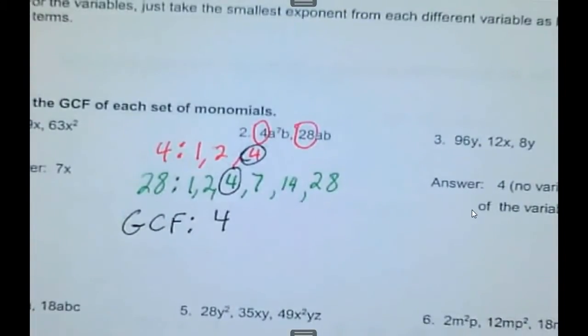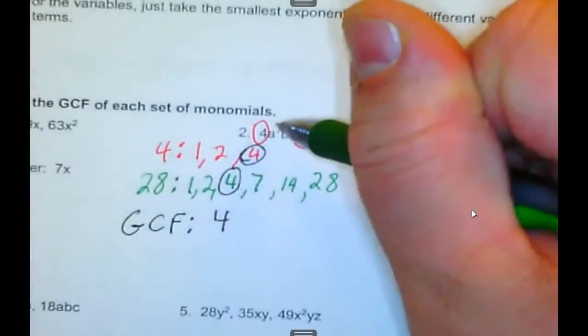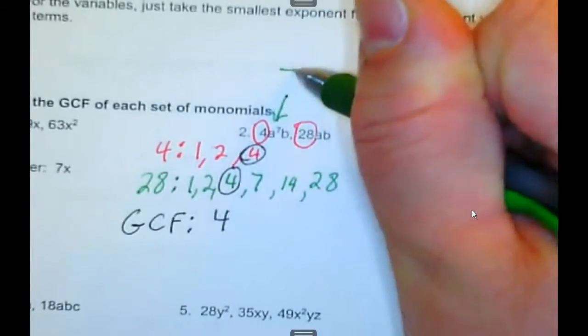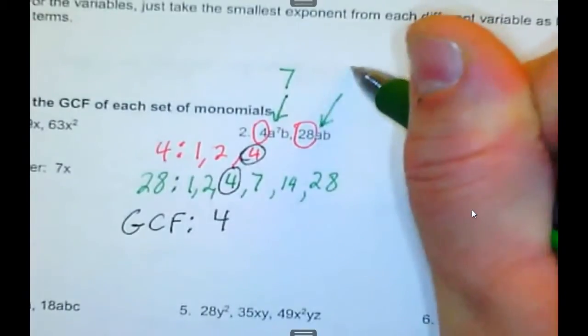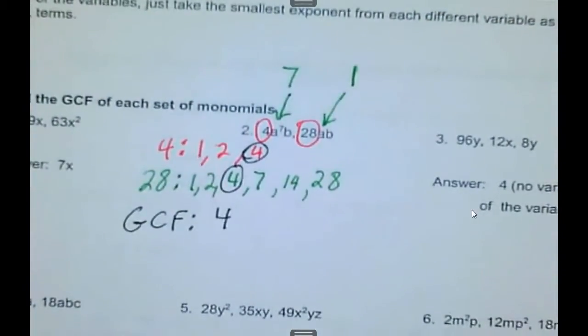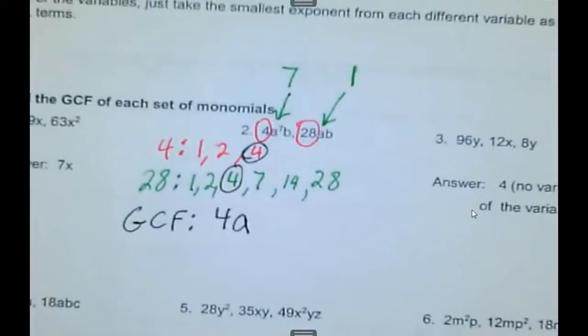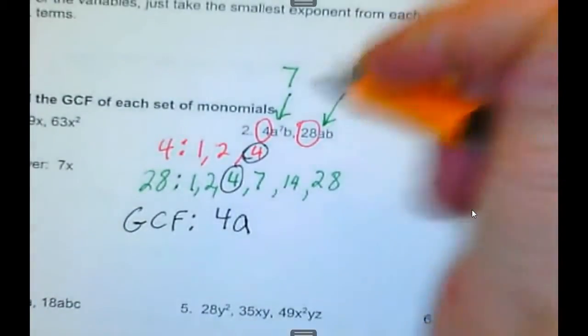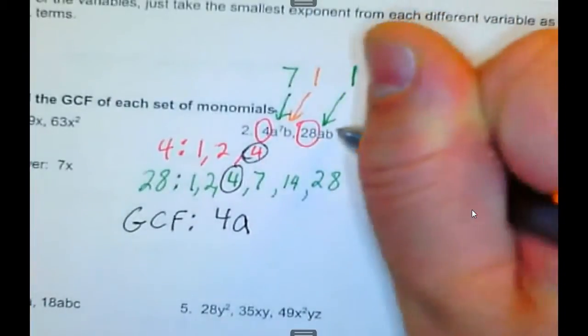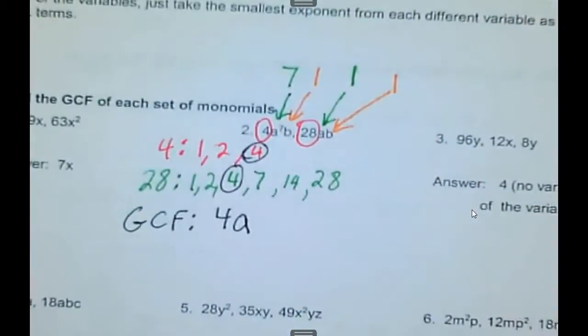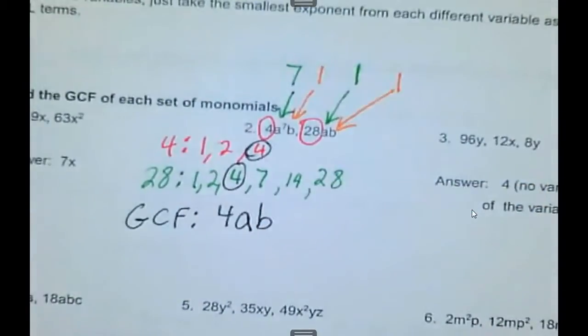Okay, so believe it or not, variables are even easier. Okay? Look at the A's. How many A's do I have in this one? 7. How many A's do I have in this one? 1. What's the most I can take out? 1A, so A to the 1st, right? How about the B's? There's 1 in this term. There's 1 in that term. So the most I can take out is B to the 1st. And I'm done. The variables are actually easier to do than the numbers.